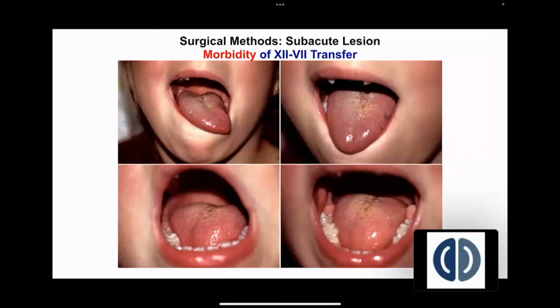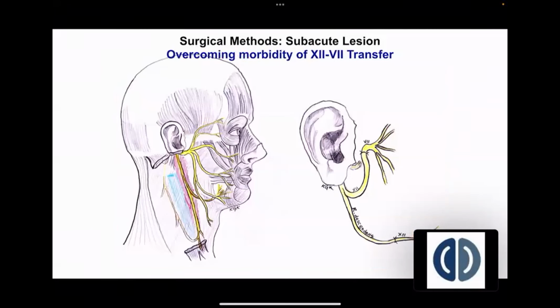So the surgical morbidity with this kind of thing is the tongue atrophy because of the sacrifice of the hypoglossal nerve. And in order to overcome this, there are several techniques. One of them is naturally the use of a partial hypoglossal nerve, which I'm very skeptical about. However, it has been published and has been shown in several series. So we just accept it without questioning.